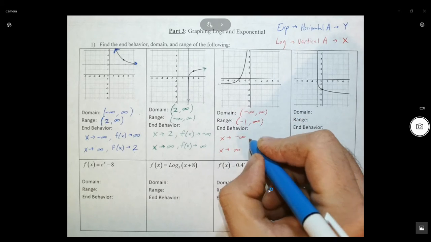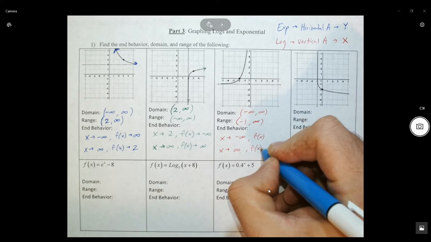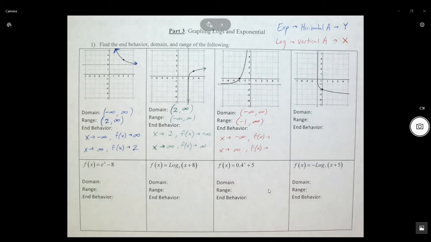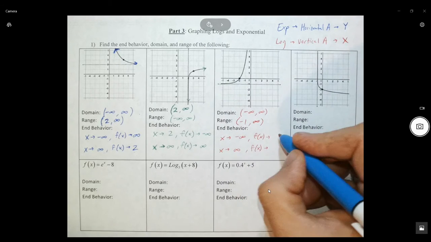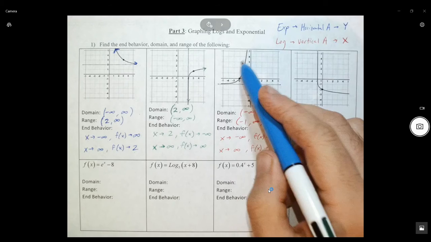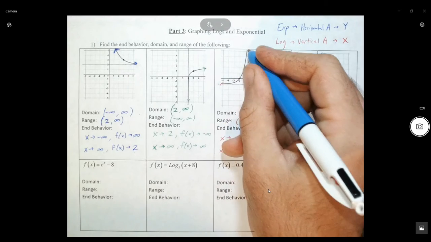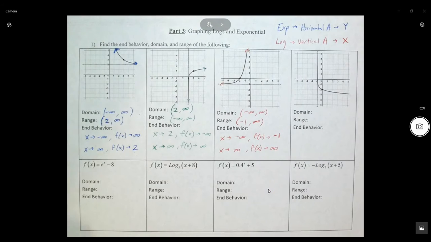Negative and positive, those are domain values. Match them up with range values. Okay, left, negative infinity is going to negative 1. Right, up here, is going up forever. So that's positive infinity. And there you go for number 3.